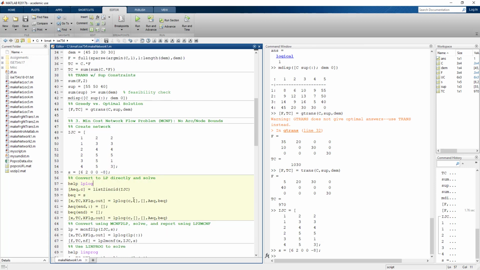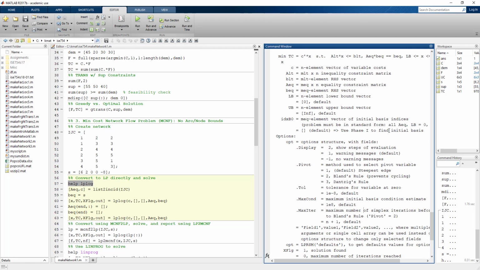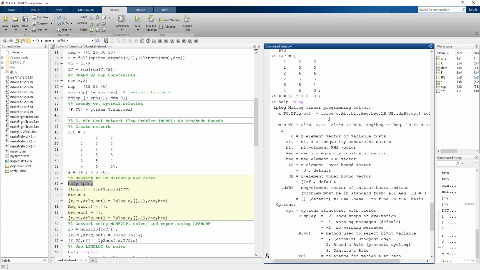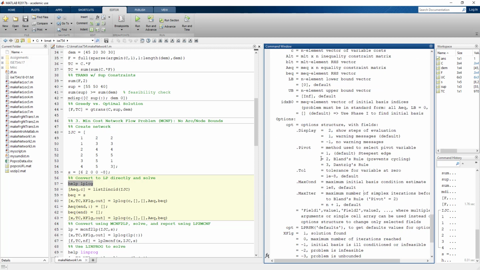And then to solve this problem, we can directly solve it as a linear program. In Matlab, there's a lplog function. And there's also a linear program that's part of Matlab's optimization toolbox. That's the one that you should use in general. This one was developed in case you don't have access to the optimization toolbox, and it was developed in Matlab. So its performance is not as high quality as the one in the optimization toolbox, but it can be used to solve linear programs.